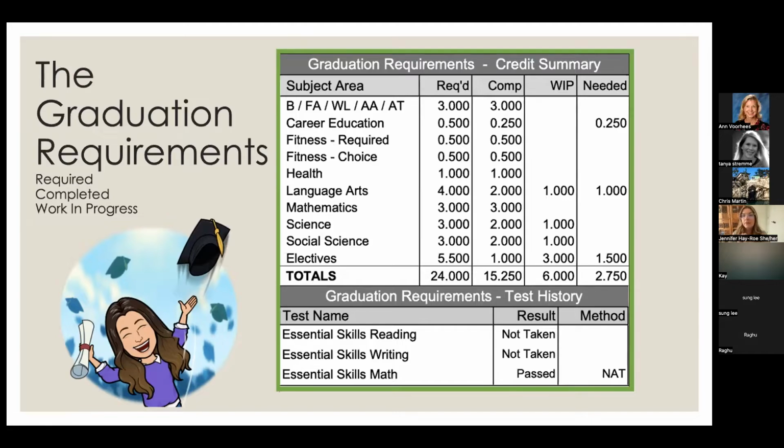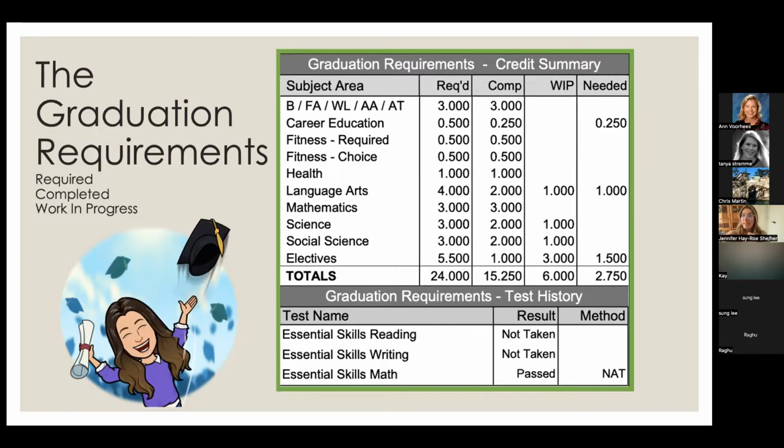So the amount of credit is the same across all Beaverton schools, 3 in the fine arts, world languages, and applied arts, half credit in career ed, 1 full credit in PE, the 2 different kinds, 1 full credit in health, 4 credits of language arts, which our kids take every year, 3 credits of math, although we like to say 4, 3 credits of science, 3 credits of social studies, and electives.